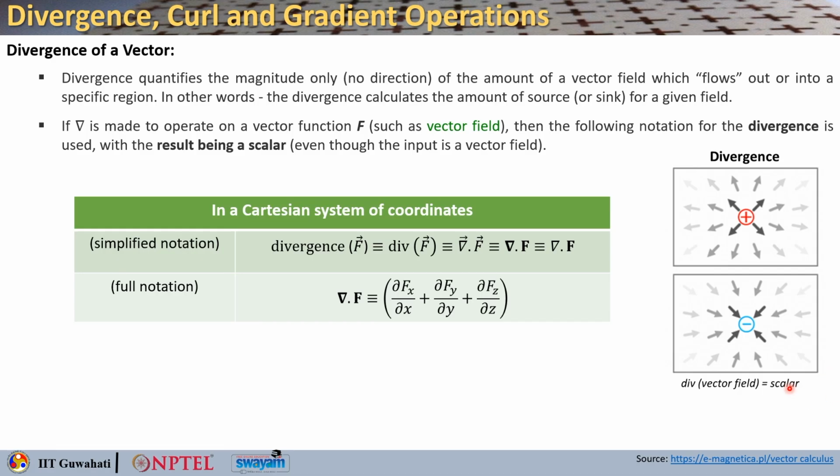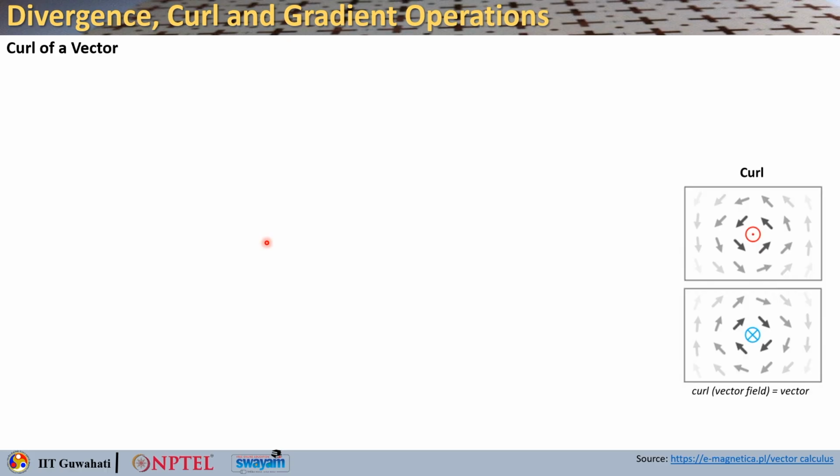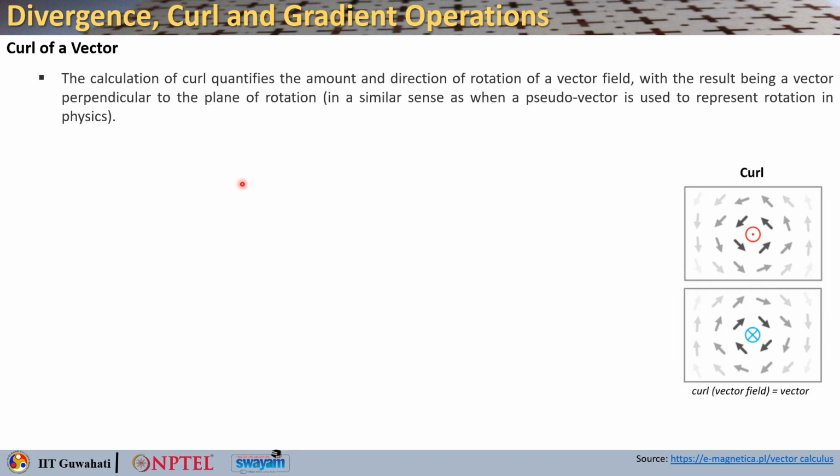So, as I already mentioned, when there is a source you have the field flowing out, if there is a sink there will be a field flowing into. Next important parameter is curl of a vector. So, the calculation of curl basically quantifies the amount and direction of rotation of a vector field, which is the result. Okay. Here the result is also a vector which is perpendicular to the field of rotation.